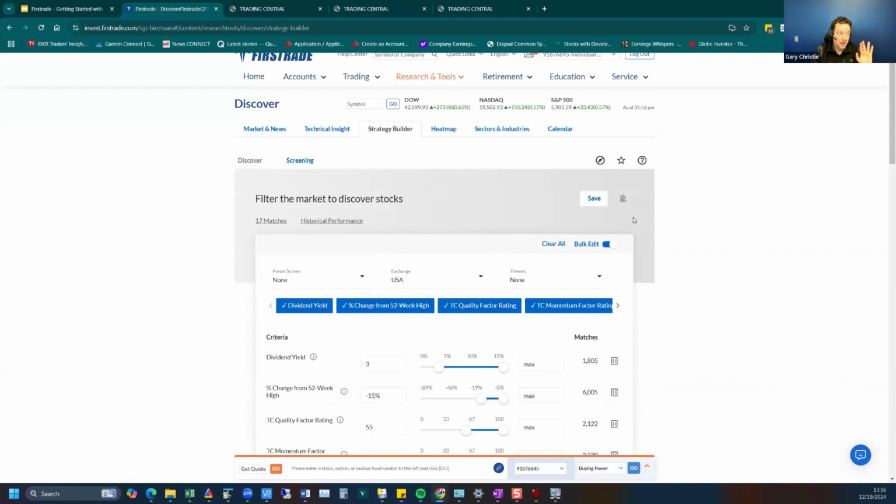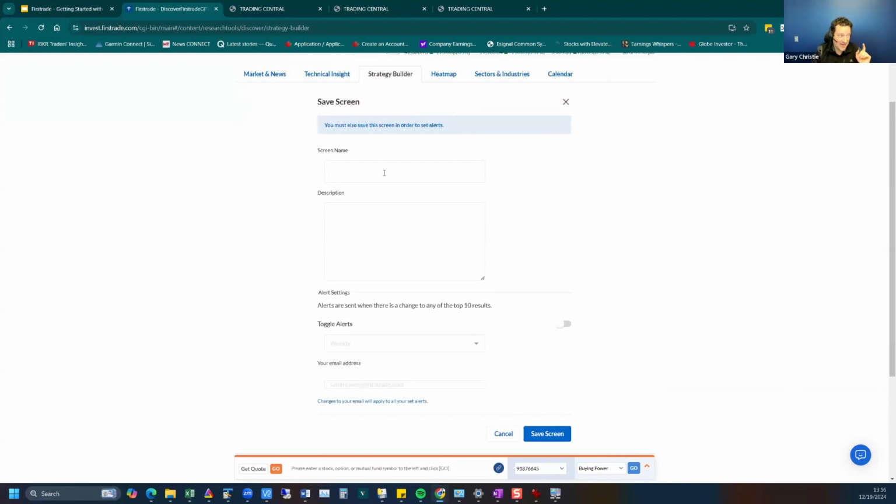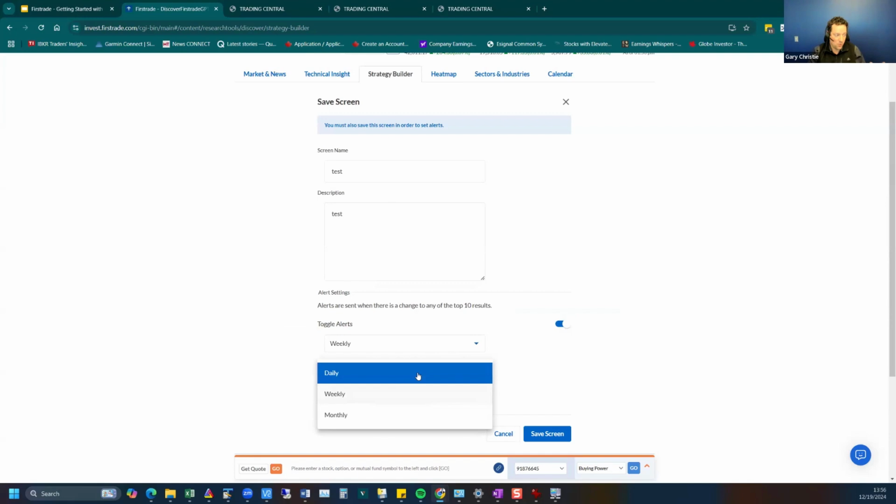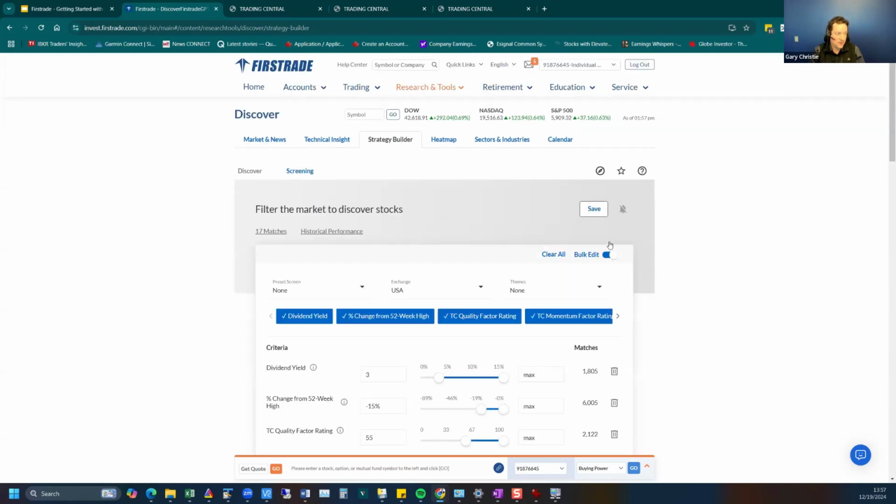And again, as well, you can save it, right? So save your screen. I'll call it test for now, just to show you how it looks. You can toggle alerts to have it emailed to you whenever you want, right? Daily, weekly, or monthly. I'll have it email me on a daily basis, right? And when I hit save screen, there we go, it's done.